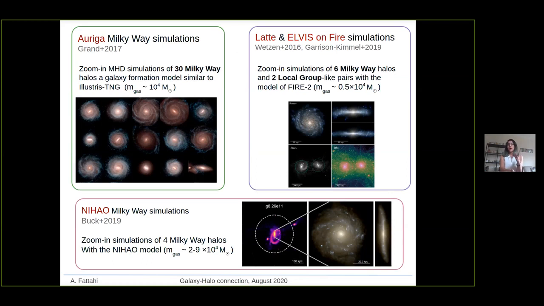You're going to see some from the FIRE group, Latte and ELVIS, and Nihal. The only thing you need to remember, if you don't know these simulations, is that these are typically either Milky Way or Local Group-like environments, and they have been run at similar resolution, about 10 to the 4 or so in baryons.